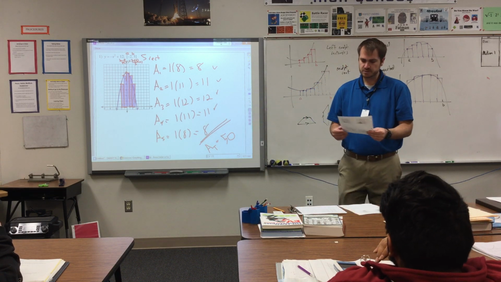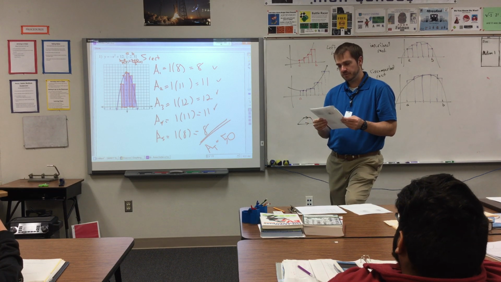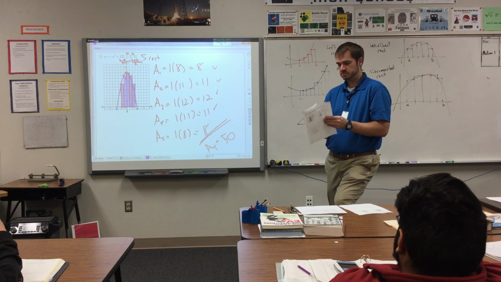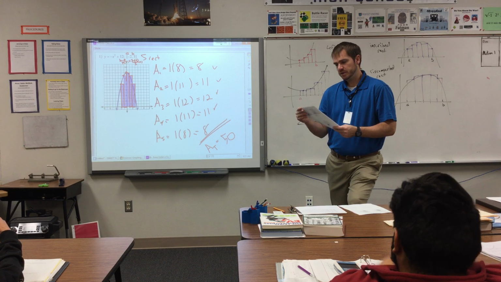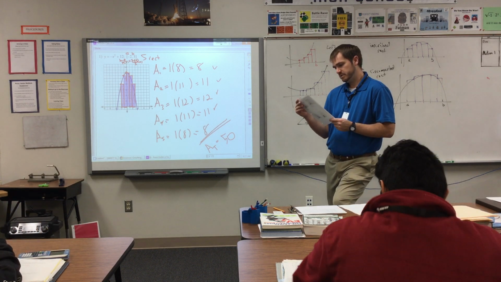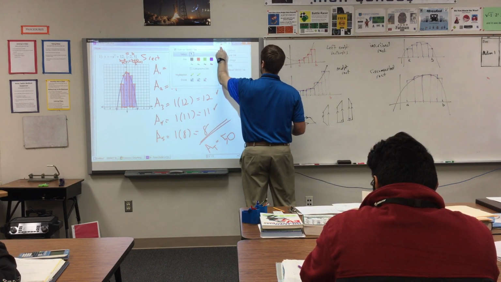Number 2. What sort of rectangles? Left end point, right end point, midpoint. Left end point. Yeah. I'm going to try to do one of each together. Let's look at number 3. What type of rectangles are there? Right, that's the right end point. So let's go ahead and do one of those, shall we?